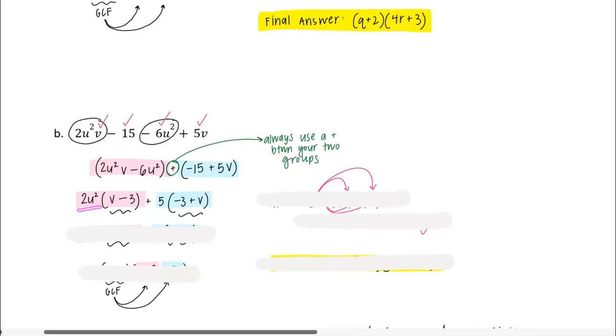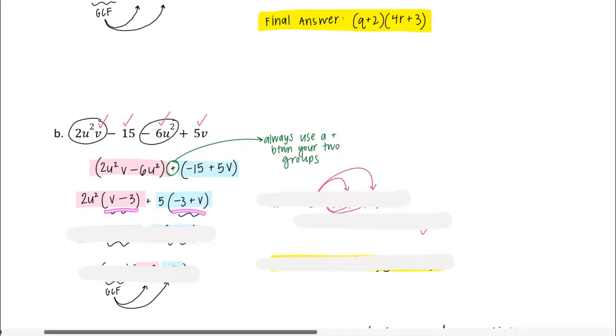When you take out the GCF from the pink group, it's 2u squared, and you're left with v minus 3. When you take out the GCF of the blue group, it's 5, and you're left with negative 3 plus v. These don't look the exact same. We have v minus 3 and negative 3 plus v. However, they are the same, they're just in a different order.